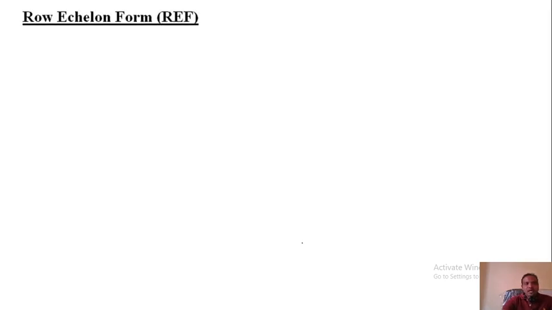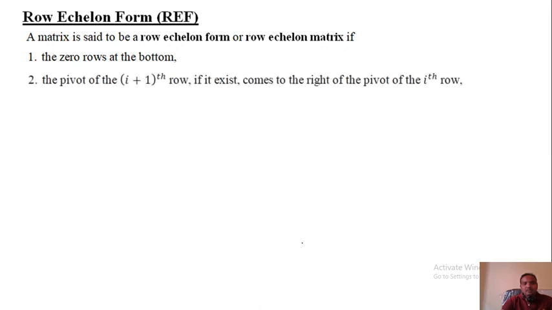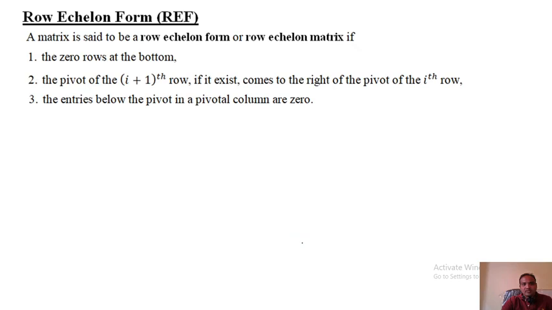Now, what is the echelon form? Row echelon form, REF. A matrix is said to be in row echelon form, or a row echelon matrix, if the zero rows are at the bottom, and the pivot of the i plus 1th row, if it exists, comes to the right of the pivot of the ith row. If the i plus 1th row has a pivot, it must be to the right of the pivot of the ith row. Also, the entries below the pivot in a pivotal column are 0.